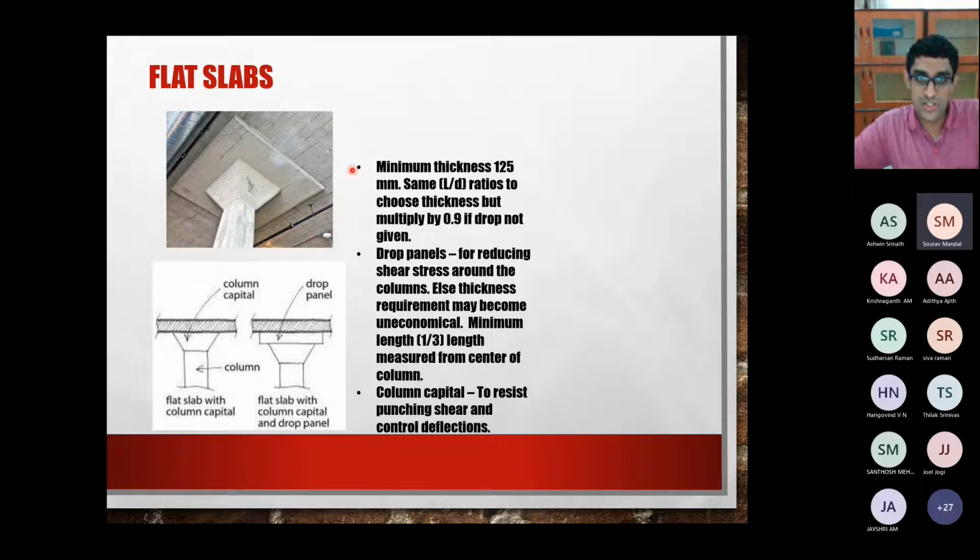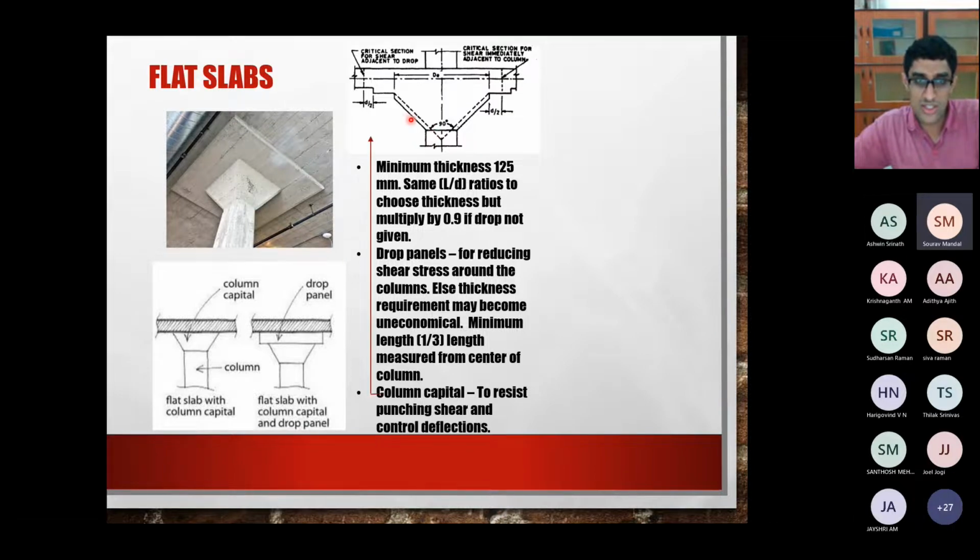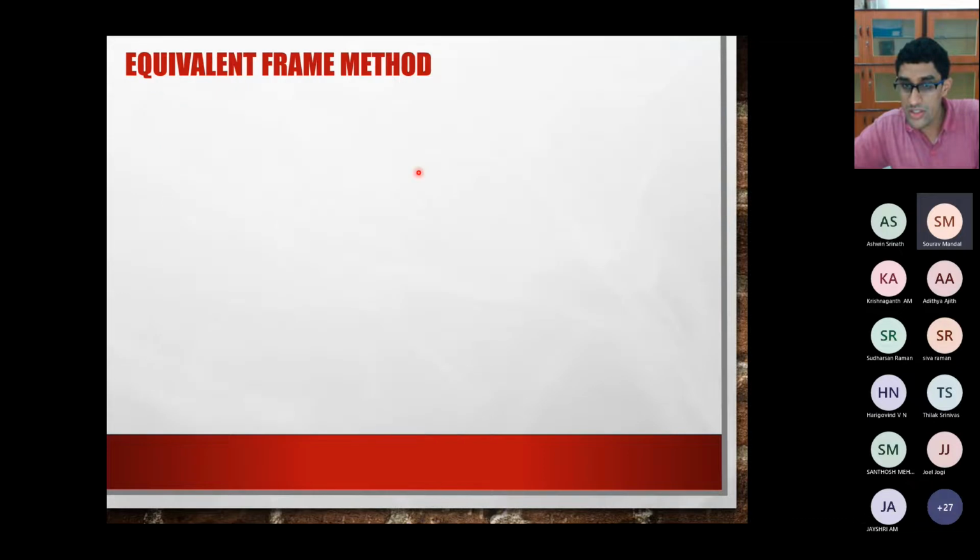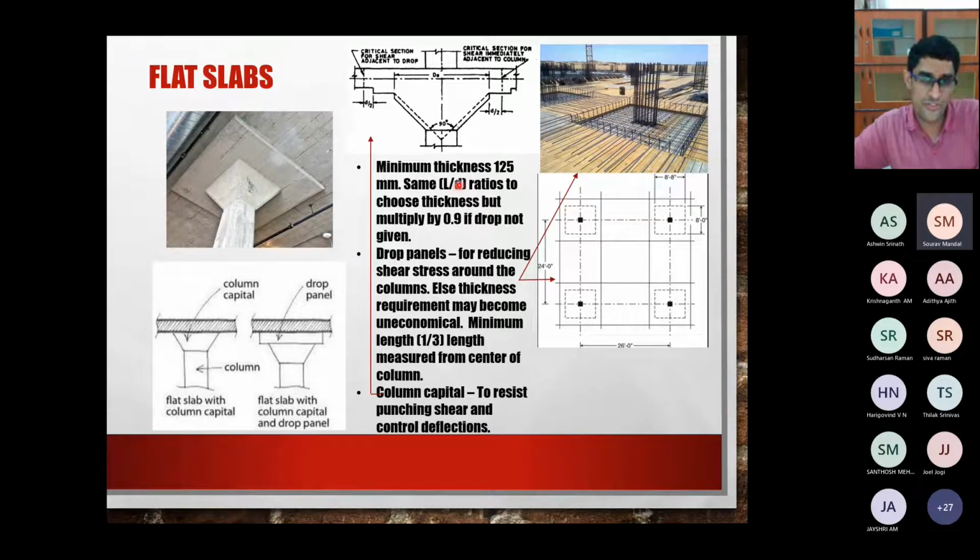So the minimum thickness of the slab should be at least 125, and the L/D ratios are more or less the same as those you use for normal slabs, but here L/D ratios do not make much sense. You just have to decide a thickness and check. So 125 is the minimum thickness, and if you give a drop panel, you can think of reducing the thickness a bit.